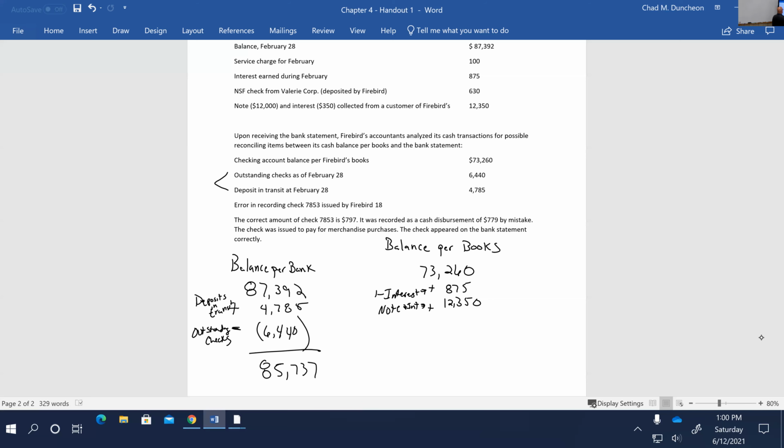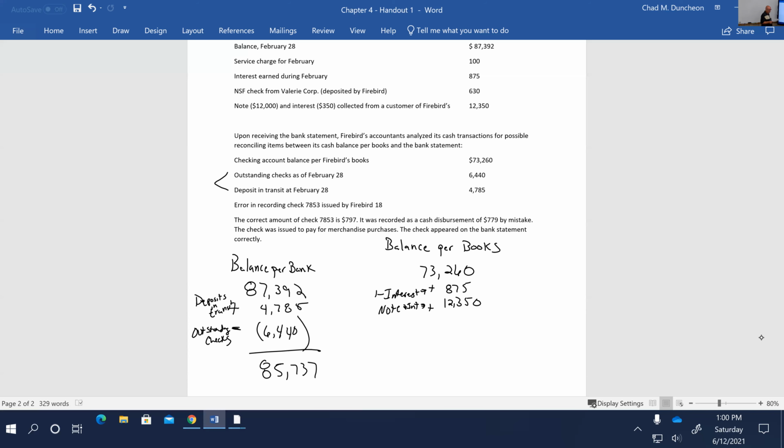Okay. If we look at the error, because I'm looking up at the top first, I see the service charge and the NSF check, but those are going to come out of our account. So I'm putting everything that goes in, everything that makes it go up, first. So we have an interest and a note plus interest.